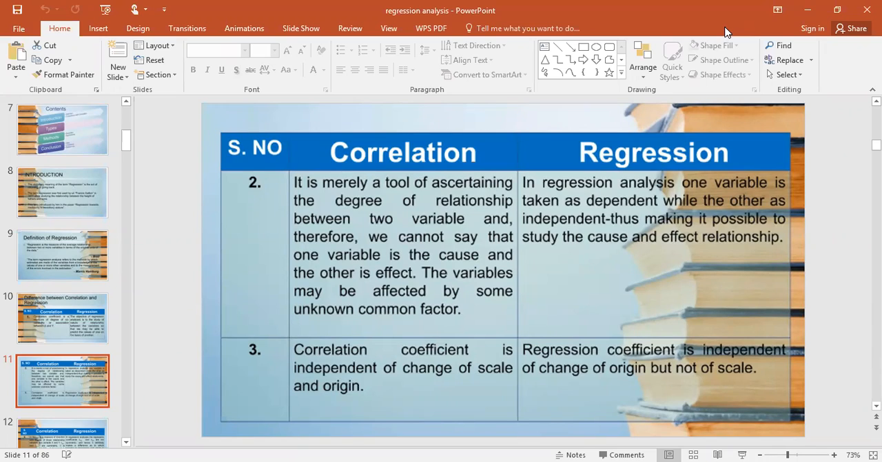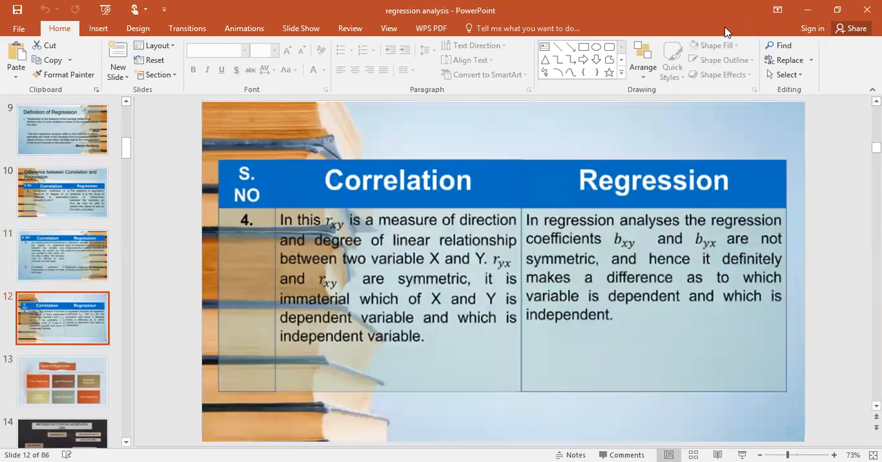Correlation coefficient is independent of change of scale and origin. Regression coefficient is independent of change of origin but not of scale. In this, rxy is a measure of direction and degree of linear relationship between two variables x and y. ryx and rxy are symmetric. It is immaterial which of x and y is the dependent variable and which is the independent variable.